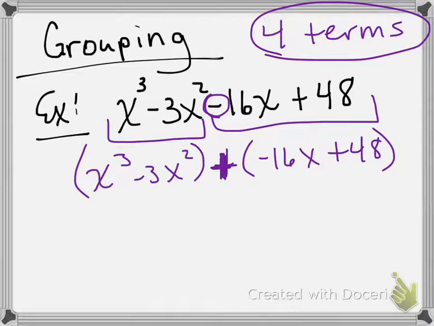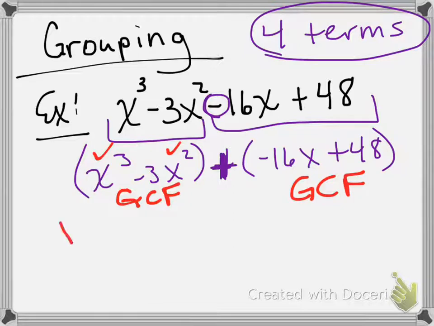Alright, so now what we're going to do is look for the greatest common factor in each of these. So I'm going to look for a greatest common factor here, and a greatest common factor here. In my first grouping, my greatest common factor is going to be x squared. So if I take x squared out, it leaves me with x minus 3. Still have this plus here.